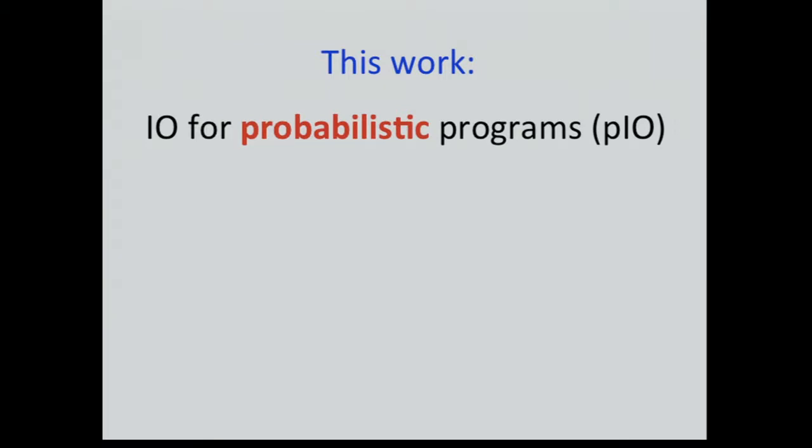In this work we're going to study indistinguishability obfuscation for probabilistic programs, which we shorthand as PIO. It turns out, as we will see, that defining it is not straightforward, and there are a couple of different variants you can go about it. In this talk, I'm going to mainly focus on one variant, which we call XPIO in the paper.